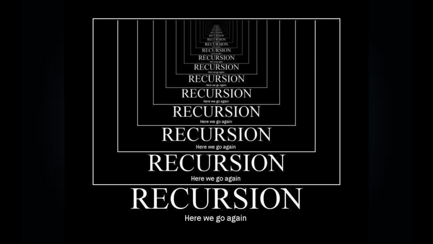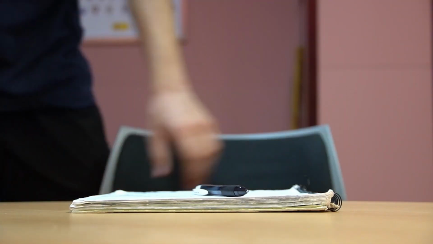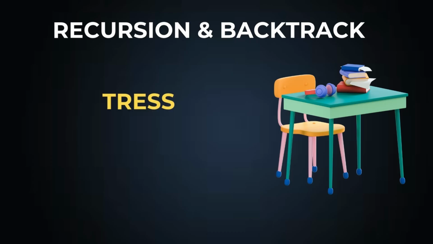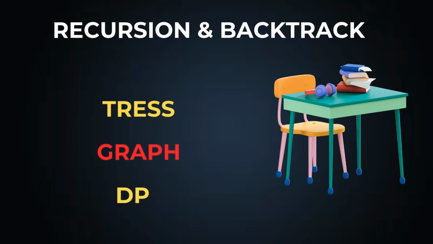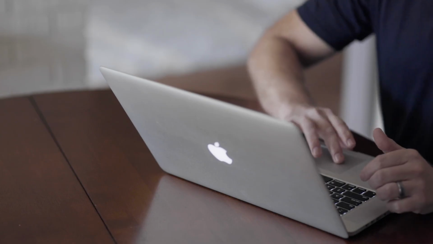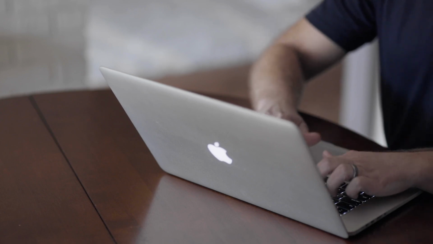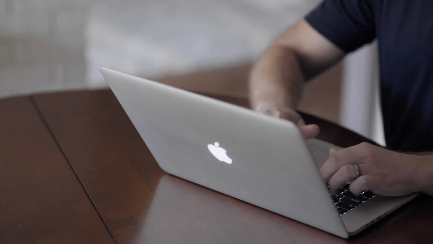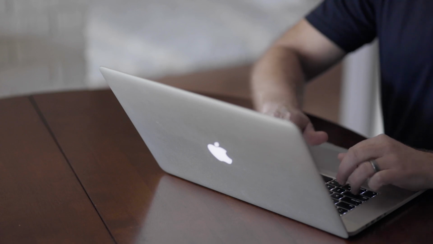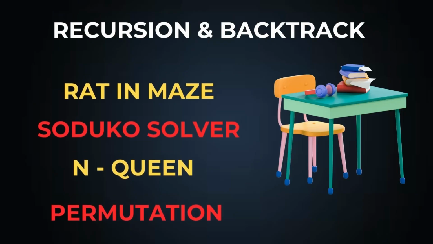Day 4 and day 5. These 2 days are heavily focused on recursion and backtracking. Recursion and backtracking are a lot more important, and they are the base for topics like trees, graphs, and dynamic programming. So we need to make sure that we become very clear with the basics of recursion and backtracking. To do this, pick some basic problems and try some standard problems like rat in a maze, N-Queens problem, Sudoku solver, permutations.